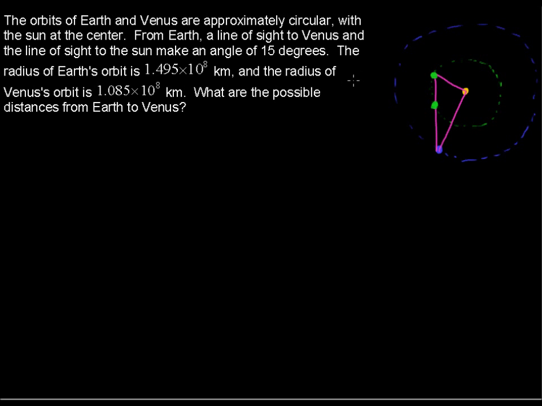The orbits of Earth and Venus are approximately circular, with the Sun at the center. From Earth, a line of sight to Venus and the line of sight to the Sun make an angle of 15 degrees. Real briefly, let's talk about what's happening here.